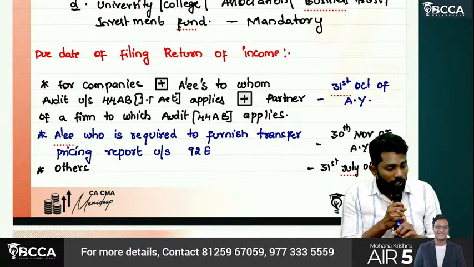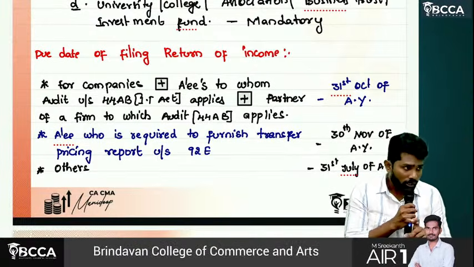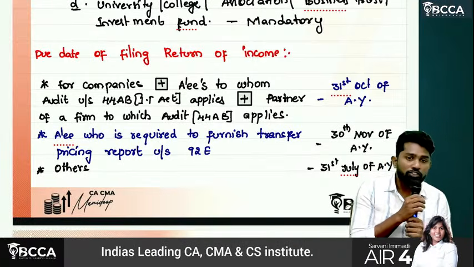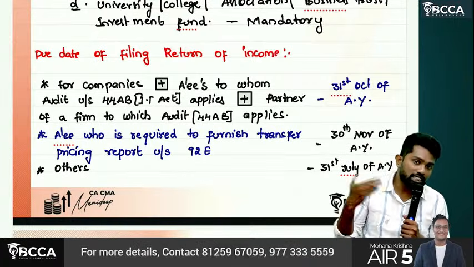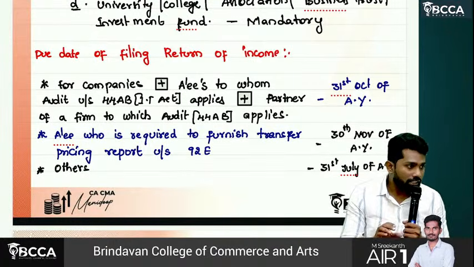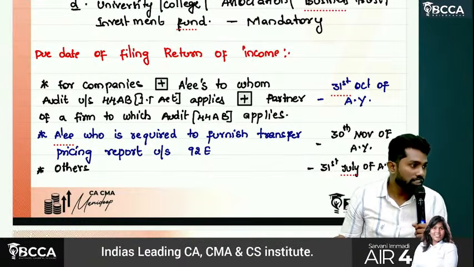Otherwise, if audit is applicable, normal audit or tax audit, or they are companies, or a partner of a firm to which audit is applicable, the due date is 31st October of the assessment year. Rest all are covered under other cases. For them the due date is 31st July.